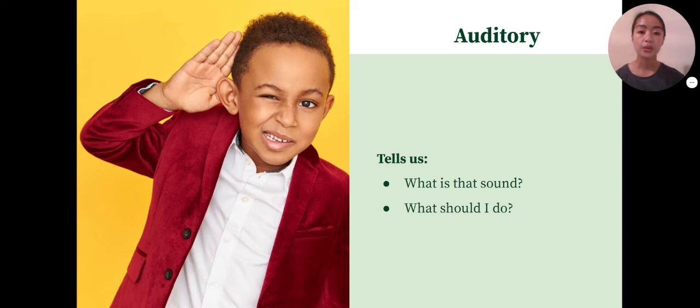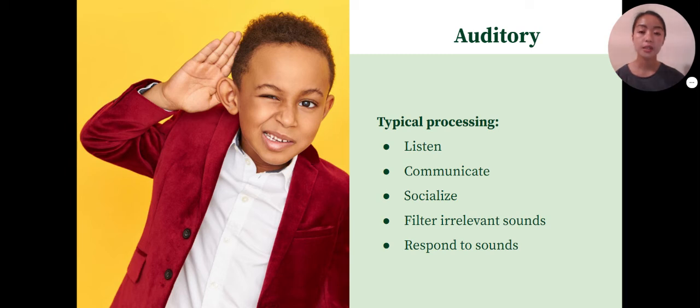Next, we have the auditory system. The development of auditory structures, neurosensory abilities, and function begin in utero and continue to develop throughout the first 5 years of life. There are 2 parts of the ear to interpret sound. What is it? And send sound to the brain to generate a response. What should I do?